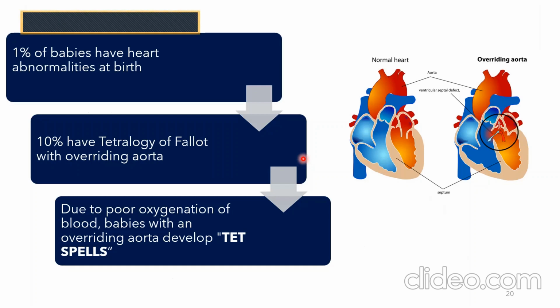Now, due to poor oxygenation of blood resulting from the mixing of the blood, the babies with an overriding aorta develop TET spells, in which cyanosis occurs, which is the bluish discoloration of the skin, nail beds, and lips after feeding or crying. Now, I would like Rutuja to explain the next topic, ventricular septal defect.